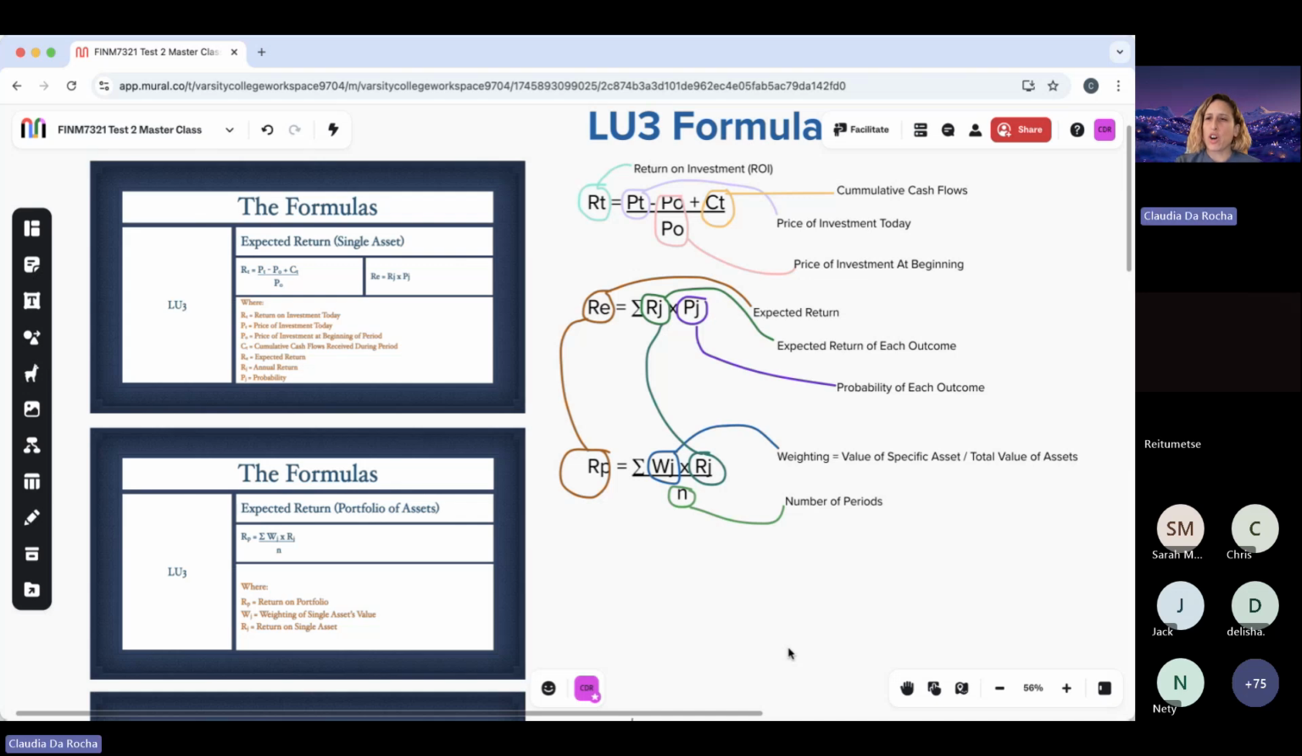I know someone said they can't see, Jack said you can't see the whiteboard, Jack. I'm assuming you can see it now. I hope so. If not, just let me know.